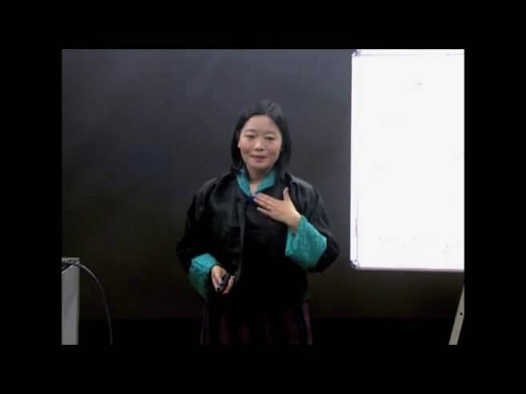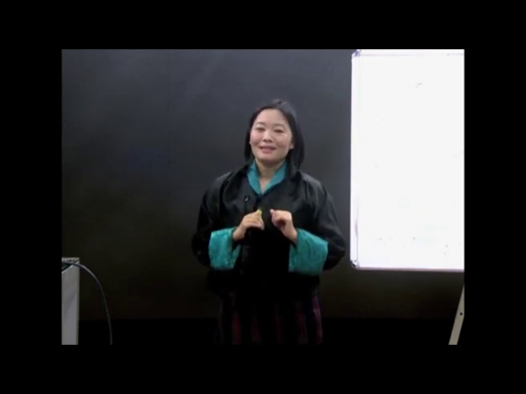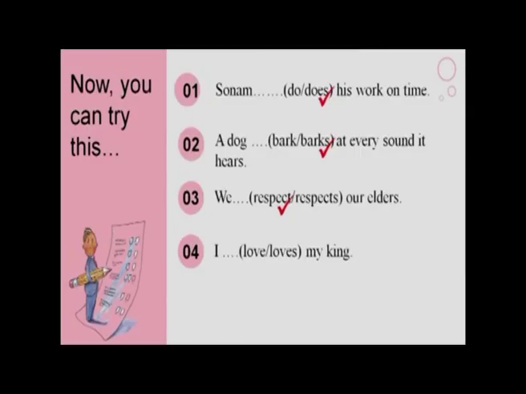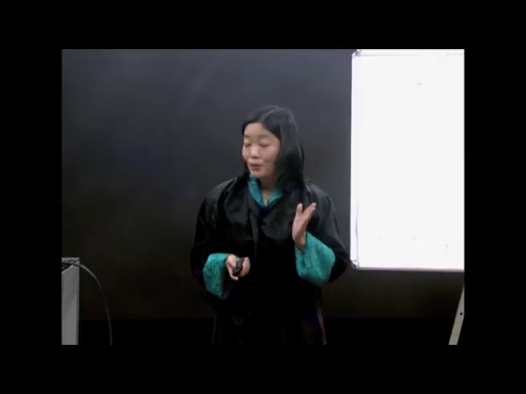Next, I love or loves my king. Which one is the answer? It is love. Why? Though I is singular, it takes a plural verb. That's why I love my king, not I loves my king. Let's look at the last point now.